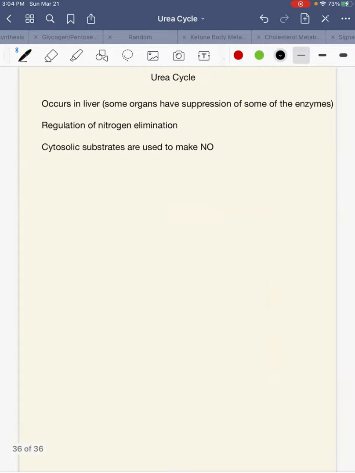Okay, so this is the summary. The urea cycle occurs in the liver. Some organs have expression of some of the enzymes. Remember, it helps regulate nitrogen elimination. And then cytosolic substrates are used to make nitric oxide. So this is talking about arginine running through the nitric oxide synthase reaction to make nitric oxide.